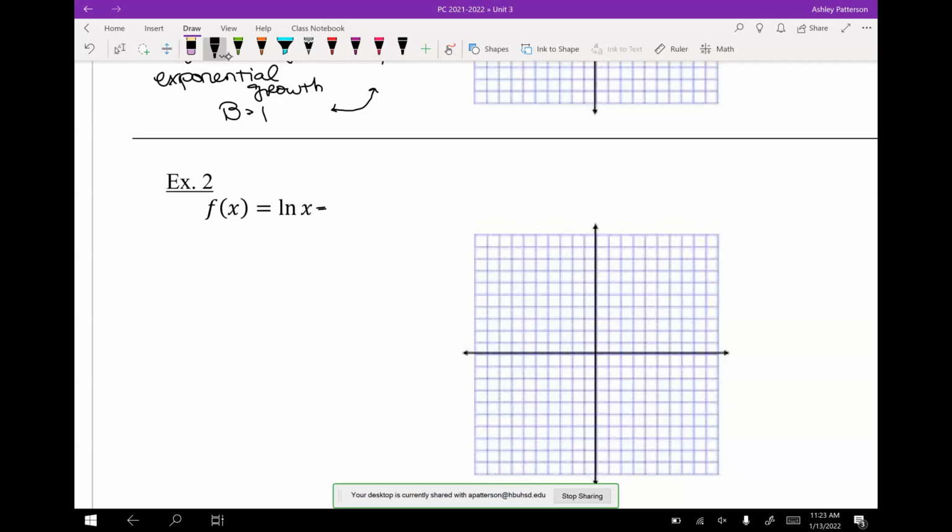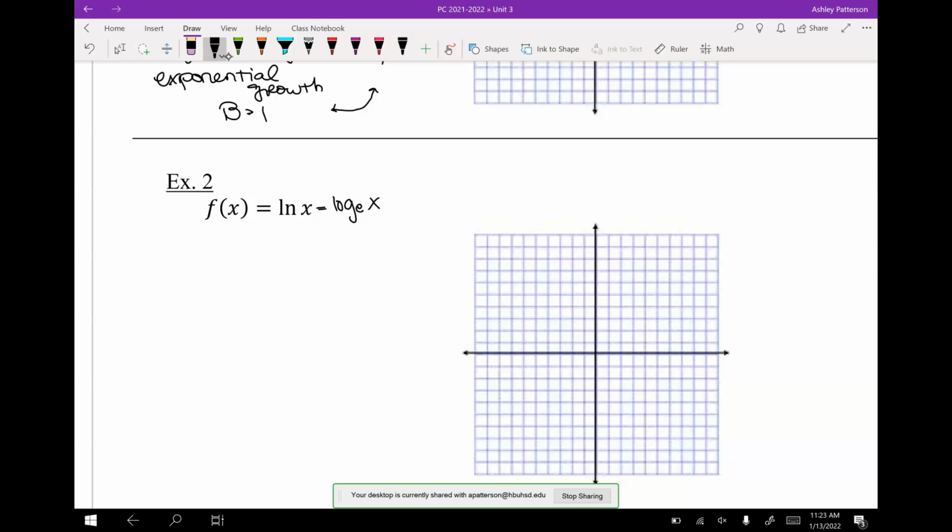Some people are uncomfortable with the ln notation. It is read natural log. It does have a base of E. So if you don't like the way that looks, you can definitely write it as log base E of x, if that helps you. They are exactly the same. It doesn't matter what format you write it in, in my opinion.